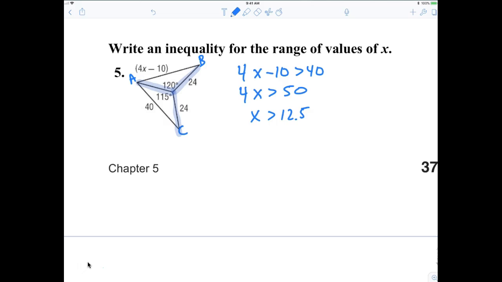Now, I'm a little unhappy with this right here, and let me explain this to you. So, could X be 100? No. You said no. Tell me why. You're right. Shh.